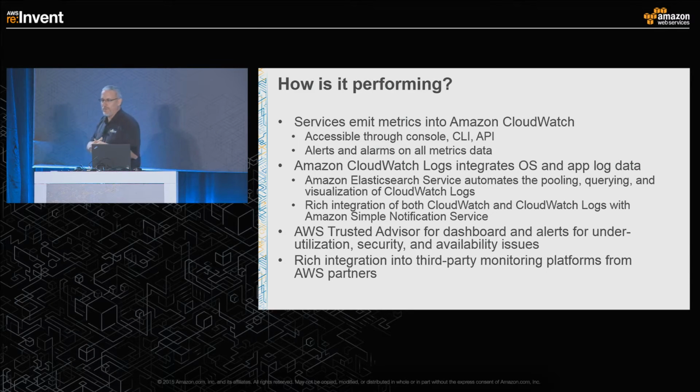Plus, for every single one of those metrical streams, you can create alerts. So you can integrate the stream of information with a notification service, which allows you to say, when the following conditions occur, then take the following action in terms of an alert or an alarm.